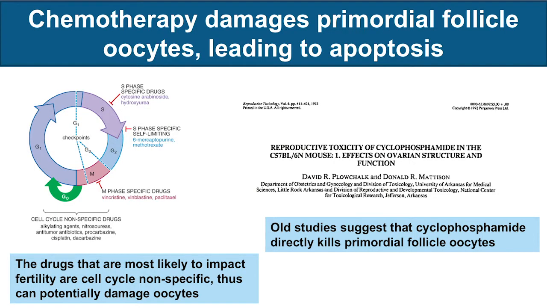However, my lab has actually been investigating the alternative hypothesis, and that's that chemotherapy can in fact damage primordial follicle oocytes directly, leading to their apoptosis. And there are a couple of reasons why we think this. Firstly, the drugs that are most likely to impact on fertility are those that are non-cell cycle specific. So they can potentially damage oocytes, which are non-proliferative. And secondly, if you look through the literature, there's actually some very nice and elegant older studies which do suggest that drugs like cyclophosphamide can directly kill primordial follicle oocytes.